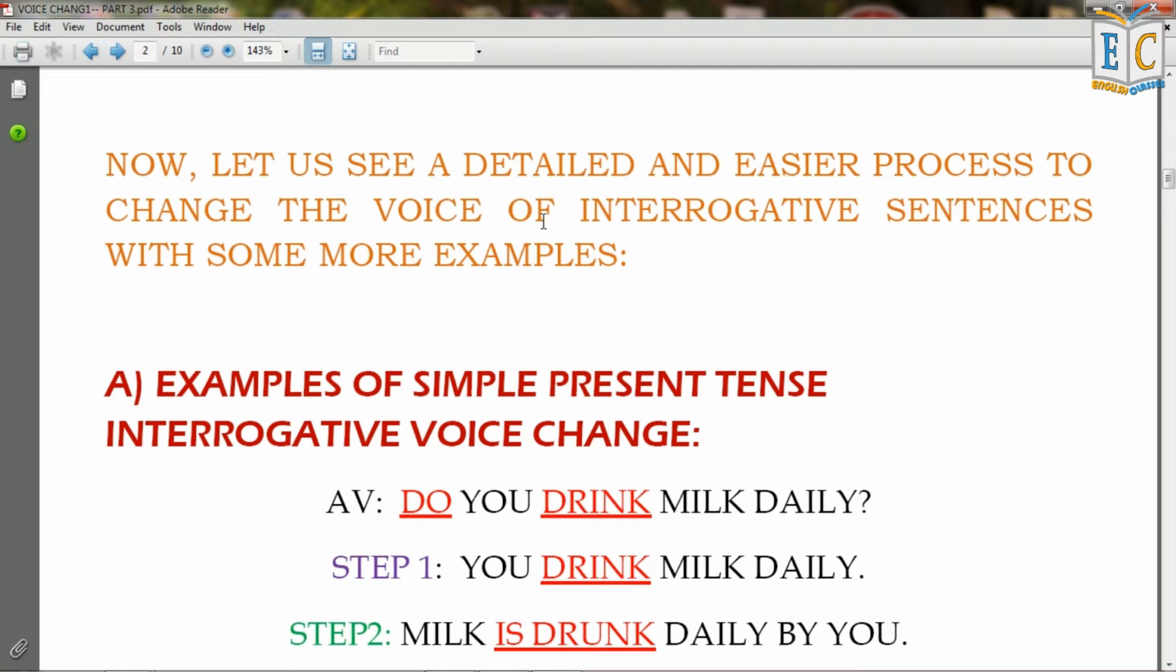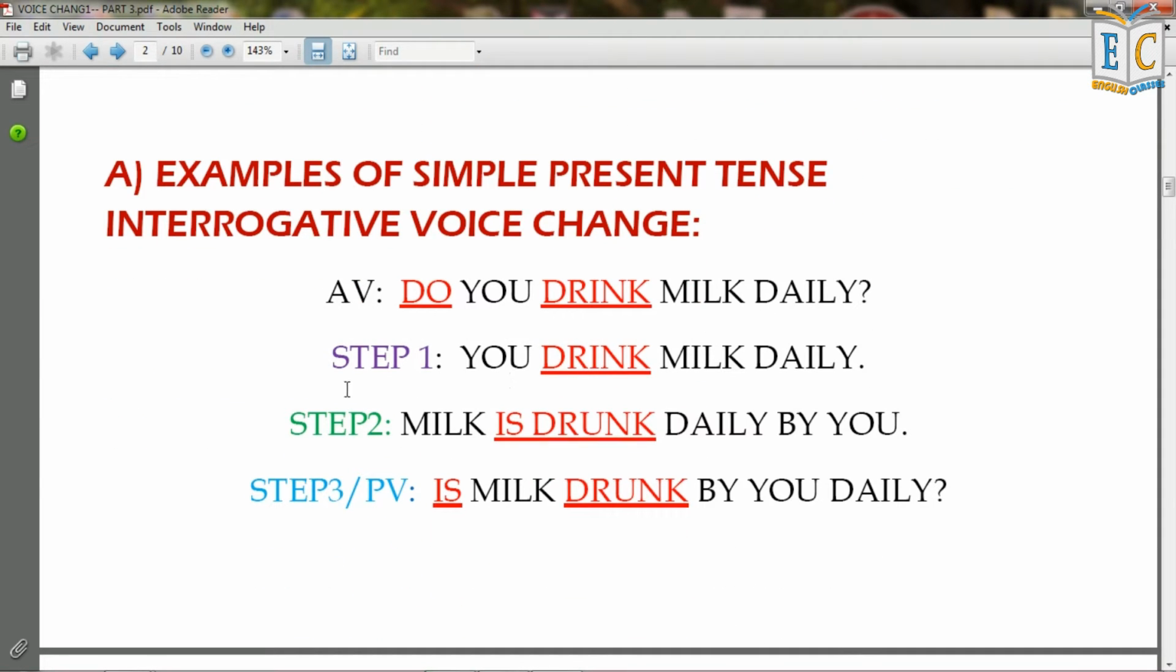Now let's see a detailed and easier process to change the voice of interrogative sentences with some more examples. Example of simple present tense interrogative voice change. In active voice, do you drink milk daily? In step 1, you have to change this question sentence into an assertive or normal sentence, which is you drink milk daily. In step 2, you have to change the voice of this sentence. So milk is drunk daily by you is the voice change form of this sentence.